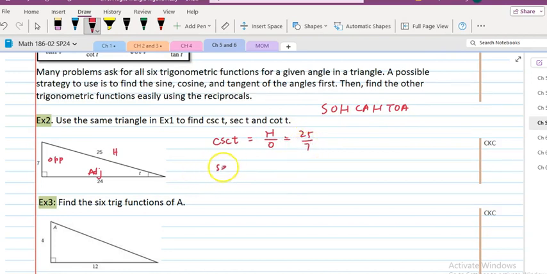Okay. And then secant T. Secant T is reciprocal of cosine, which is CAH. CAH is A over H. So for this, if you take the reciprocal, it's H over A. H is 25 from the diagram or from the triangle. A is 24. And then cotangent T would be, let's look at tangent first, TOA. So cotangent would be A over O, the reciprocal of it. Adjacent to angle T is 24, opposite is 7. So there, we get the exact value of this trig function.